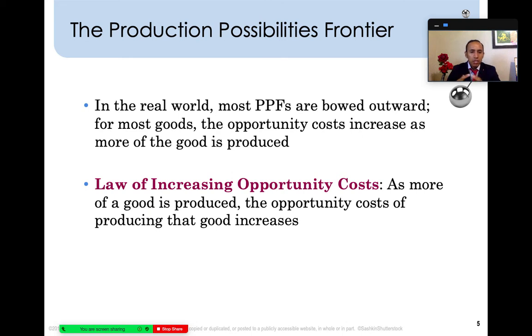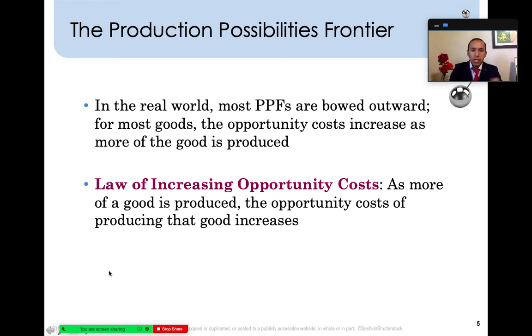As more of a good is produced, the opportunity cost of producing that good increases, meaning that if in the economy you have to produce more of a certain good, you have to decrease the production of other goods in order to increase the production of the good that you're looking to produce. And sometimes that trade-off can be significant or increasing.